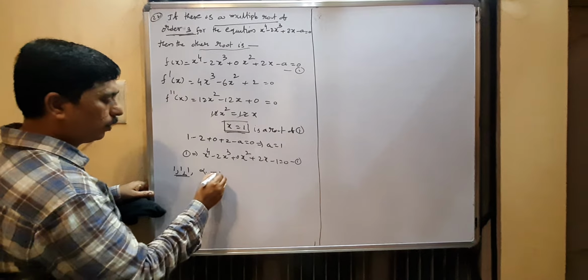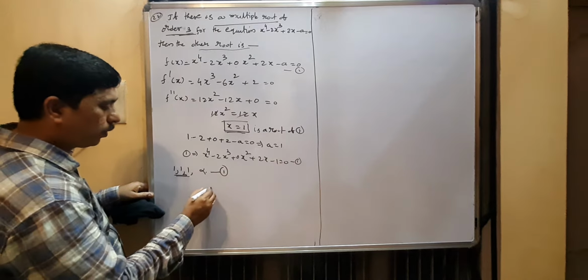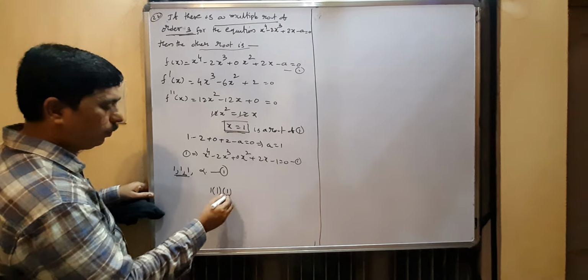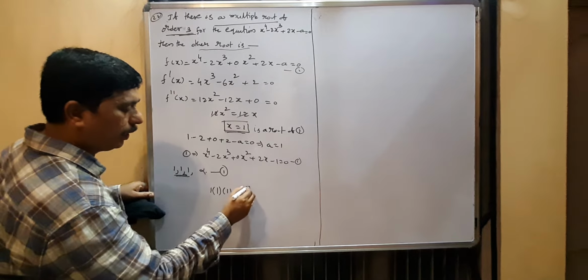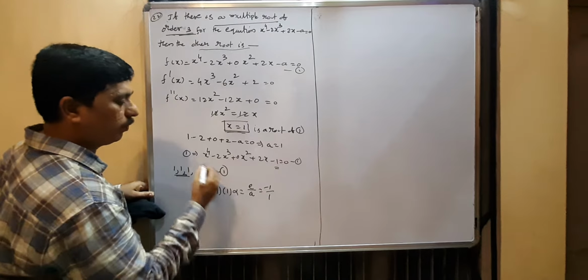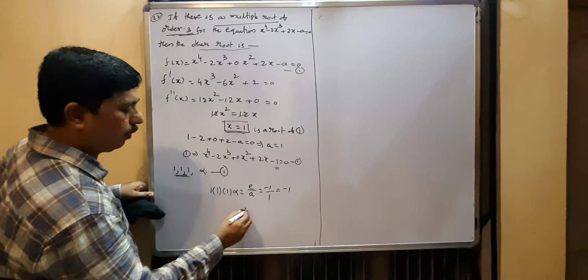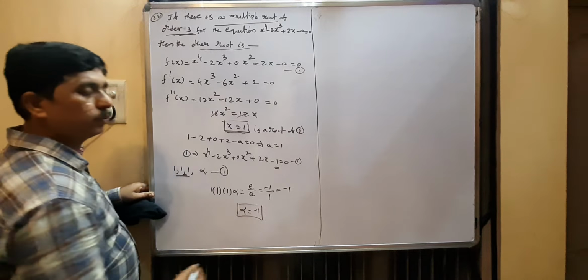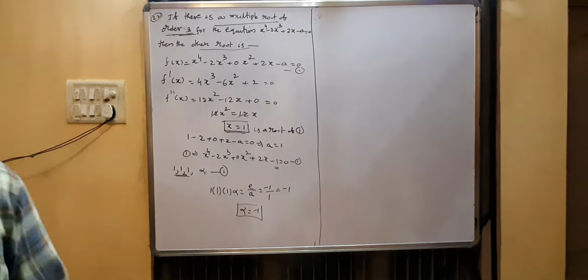The product of the roots is 1 into 1 into 1 into alpha, that is e by a, the constant term minus 1 by the x power 4 coefficient 1. So alpha equal to minus 1 is the answer. Copy that problem.